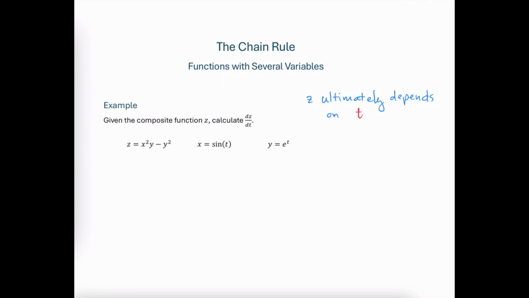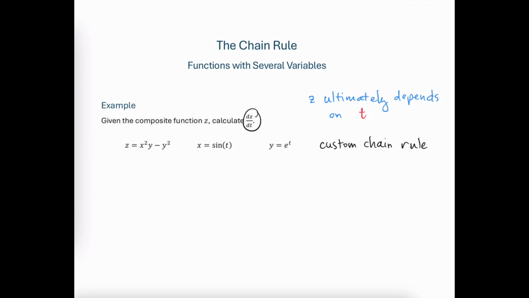So instead of having the chain rule formula memorized for dz dt, we're going to use the custom chain rule tree diagram to develop it. The tree diagram is going to start with the dependent variable z at the top. Z depends on x and y, so our first level has two branches leading to the x and the y. X depends only on t, so there's only one branch coming down here, and y depends only on t.